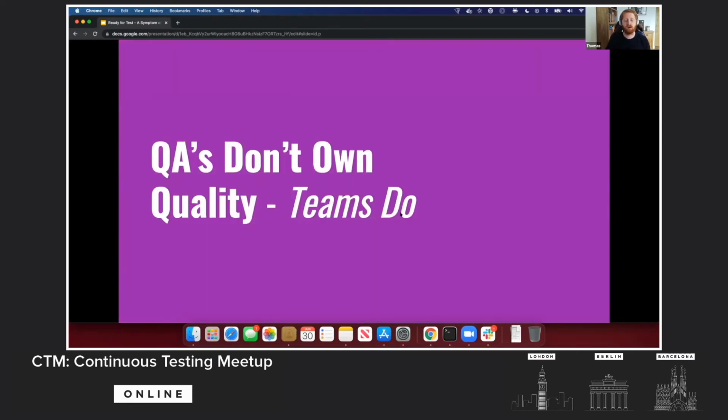Because QAs don't own quality, the team owns quality. It's simply not possible for one person or multiple people in the team to own the quality of everything everyone does. Everyone in the team has their own part to play to ensure that we all meet those ideals of quality that we want to hit.